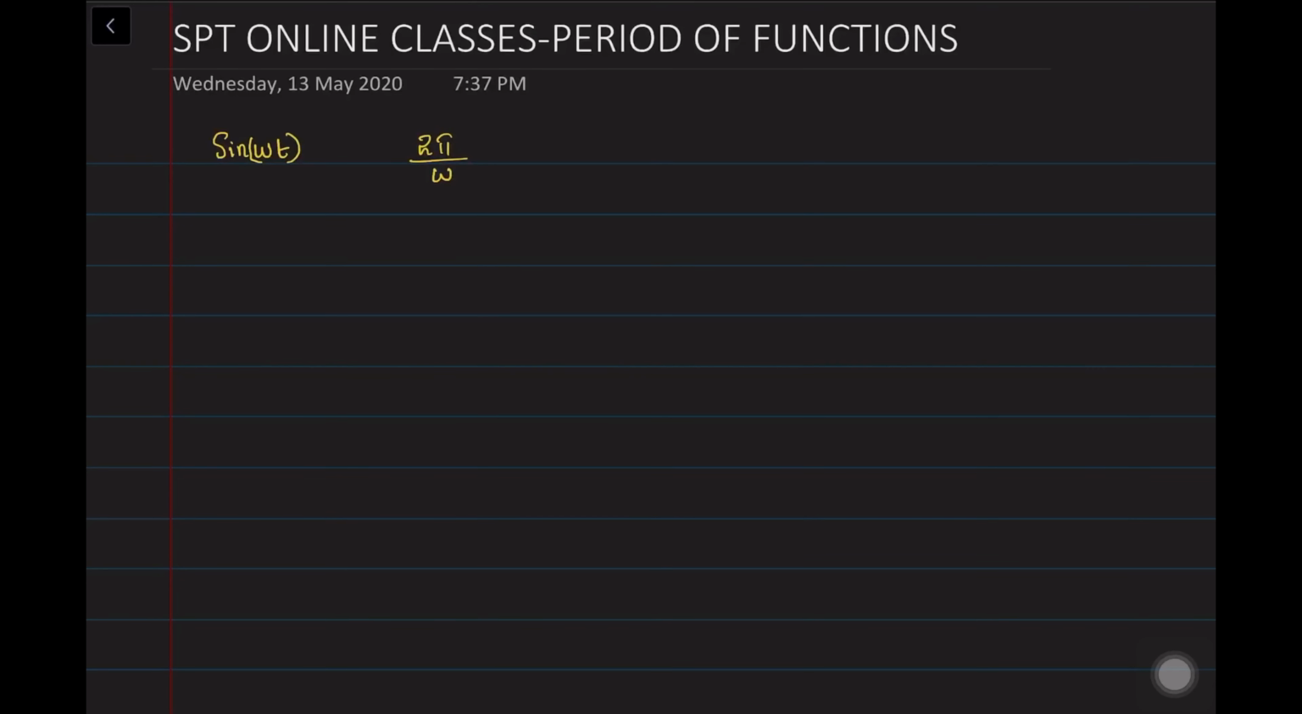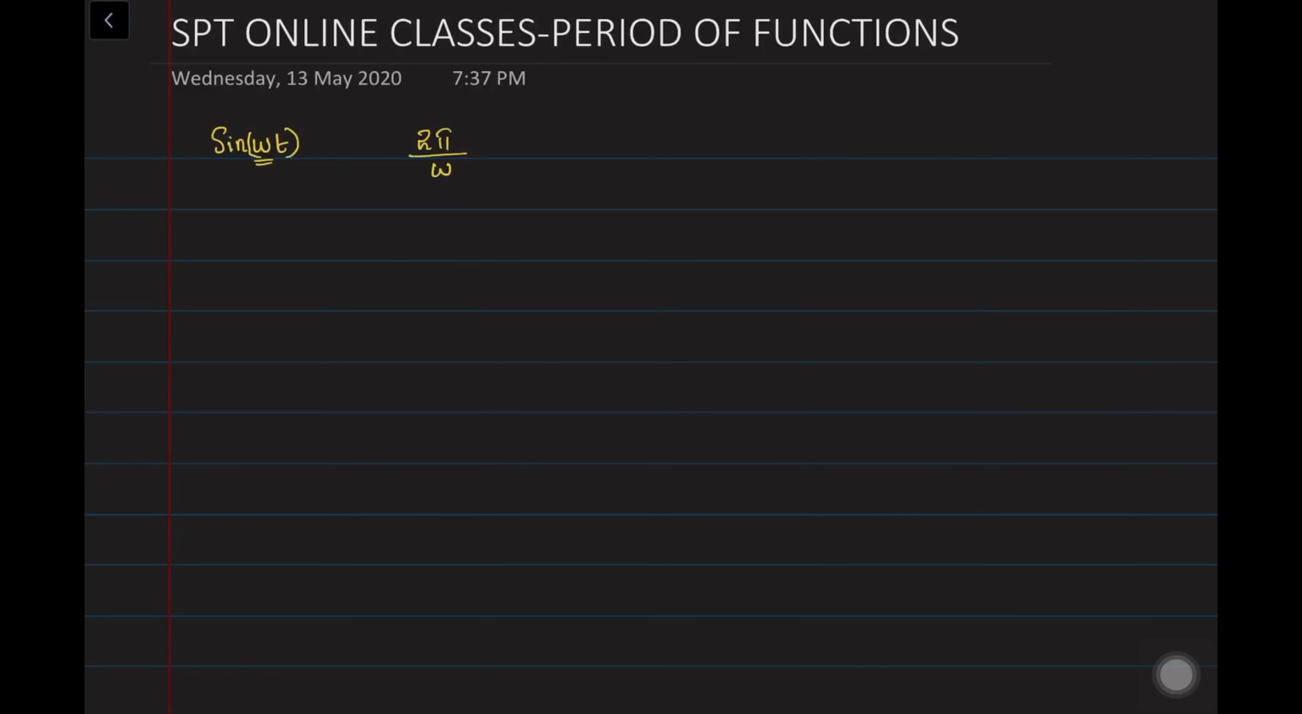So, if more complex functions are coming, how will you calculate the period? The method is very simple. First, you write 2 pi in the numerator. In the denominator, you write whatever be the term adjacent to t. In this case, it is omega. Okay, suppose the function is cos omega t. What is the period of cos omega t? The same way, 2 pi divided by whatever be the adjacent term of t, you have to write that. Got it? So, period of sine omega t is 2 pi by omega, cos omega t is 2 pi by omega.